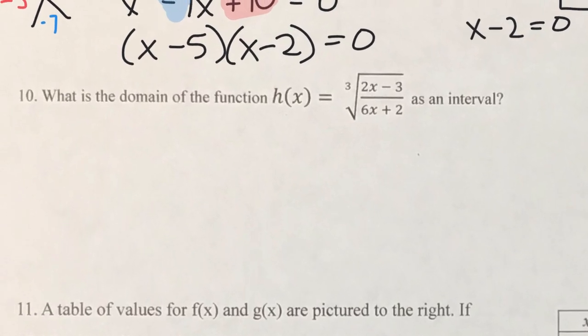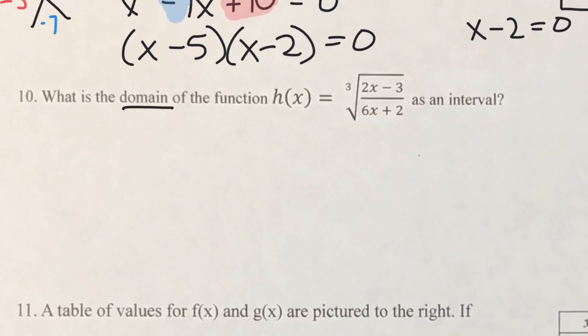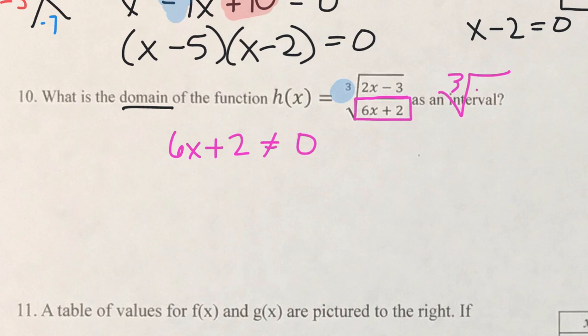Okay, number 10. Here we have, once again, a domain. Usually, for every cube root, the domain is all reals, right? There are no restrictions on a cube root. But here we have a fraction inside of a cube root. So we have to deal with the fraction as if it were really there, because you can't take the cube root of an undefined value. As long as we keep that defined, then we're fine.